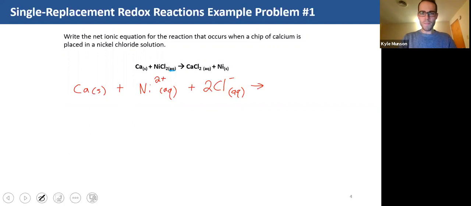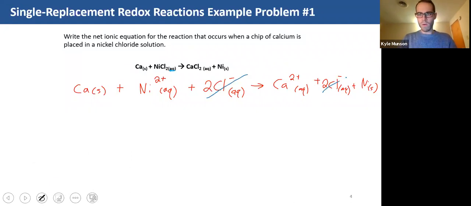Gives me calcium aqueous plus 2 chloride ions. Oh, I'm running out of room. Plus nickel solid. So that would be the total ionic equation, if you remember from previous videos.